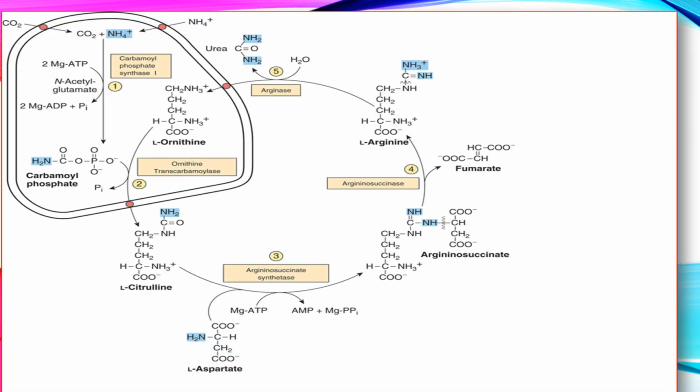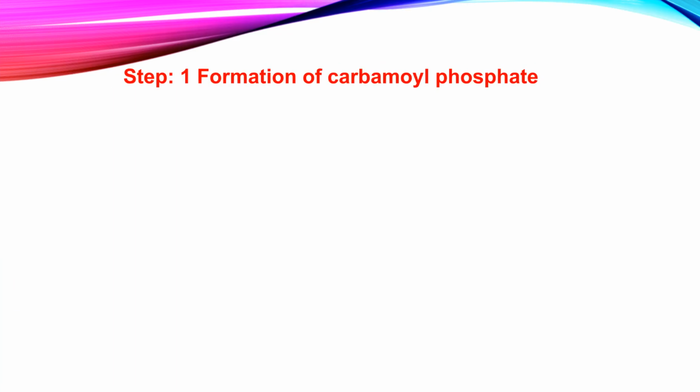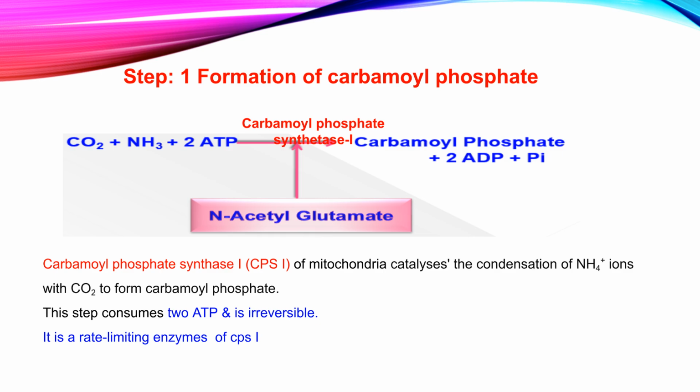This visual illustrates the compartmentation of the urea cycle, showing the mitochondrial reactions and the cytosolic reactions, with the 5 steps clearly numbered. Step 1 is the formation of carbamoyl phosphate. Carbamoyl phosphate synthase I, a mitochondrial enzyme, catalyzes the condensation of ammonium ions and carbon dioxide. This irreversible and rate-limiting step consumes 2 ATP molecules.